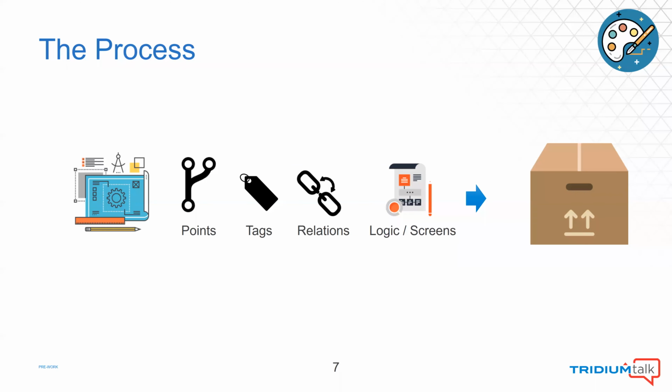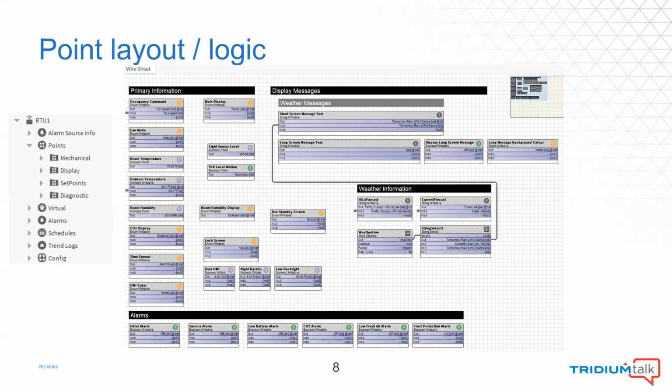We need to think through the process of, okay, I want to bring this in and make it look exactly the way I want it to look, including the PX pages, the points, the tags, relations, any screens or logic. So I kind of have to plan through that before I create that template and bundle it all up. So the first thing I did was bring in that actual device, bring in the points, and lay them out. I added weather components to the display of this page. I organized my points into a points folder for that rooftop unit. I brought them into mechanical, display, set points, and diagnostic.